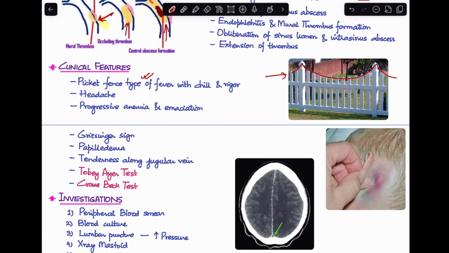Next, the patient will have headache, progressive anemia, emaciation, and a very important sign over here is Griesinger sign. This image over here shows the Griesinger sign where we see tenderness and edema over the mastoid, and this occurs because of thrombosis of the mastoid emissary vein. Other than this, we'll also see papilledema, tenderness along the jugular vein, and two important tests that we perform here are the Tobey-Ayer test and the Crowe-Beck test.